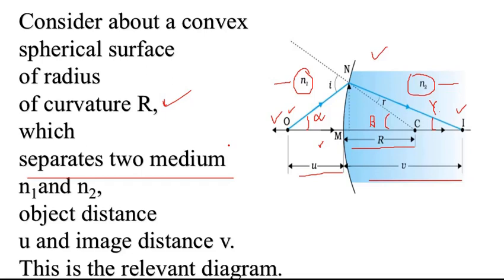We need this relevant figure during the proof to find the relationship between object distance, refractive index of the medium, image distance and the radius of curvature due to the refraction of light through a spherical surface, or through a convex spherical surface. So let's develop the class.